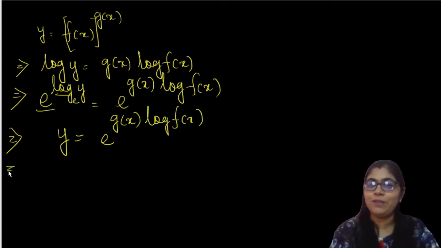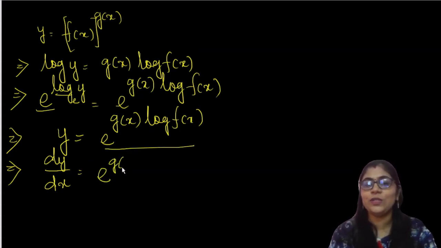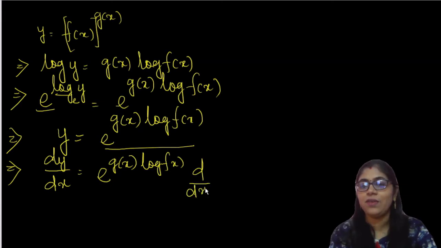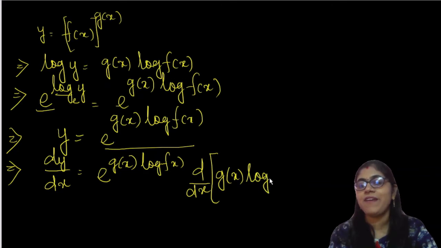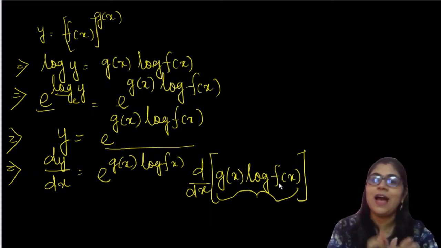So what will be dy/dx? dy/dx is equal to d/dx of this. So we'll take e to the power g(x) log f(x) into the derivative of g(x) log f(x), and after that we'll apply the chain rule and product rule simultaneously. Then we can easily differentiate our function.